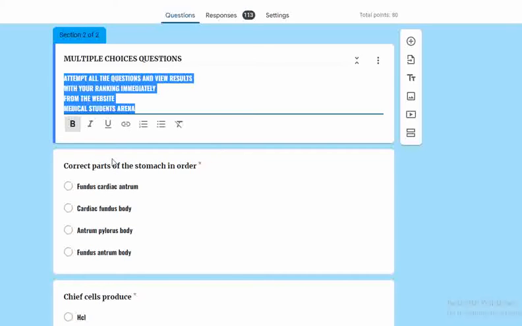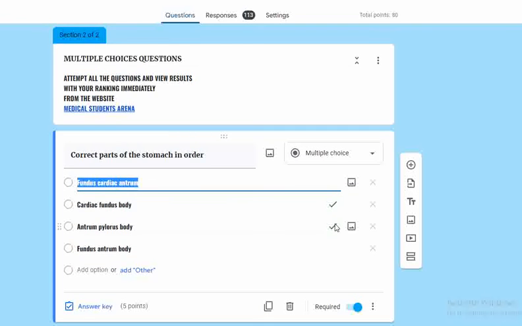Cardiac, fundus, body. This option never gave a correct order, whether from top to bottom or from bottom to top. In either way, the choices were two. From your hand, if you can see, there were two correct answers. You can start from cardiac, fundus, body. You need to know the cardiac is the top part of the stomach, next to the heart. That is why it's referred to as the cardiac.